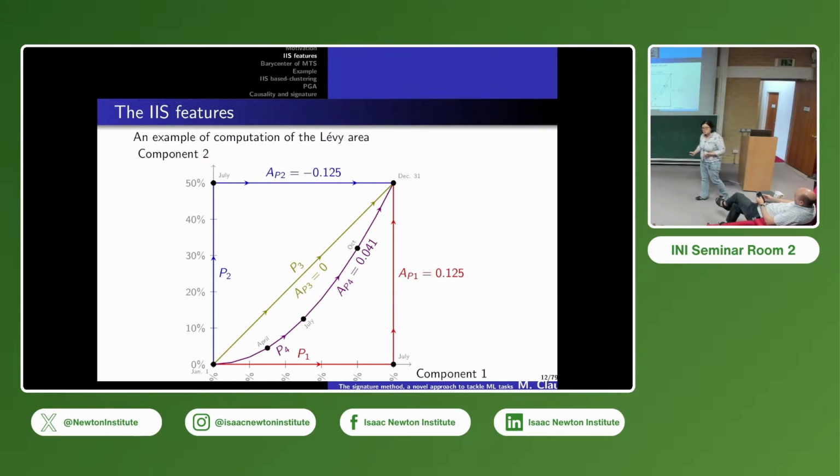What's P? P is a path, in fact. Component 1 is, I'm sorry. Yeah, component-wise.